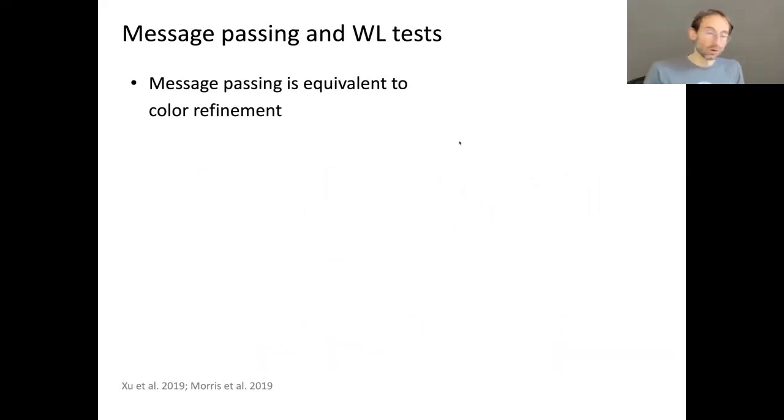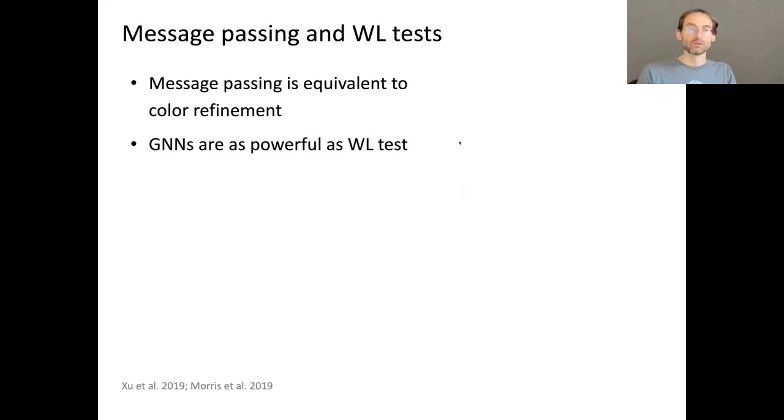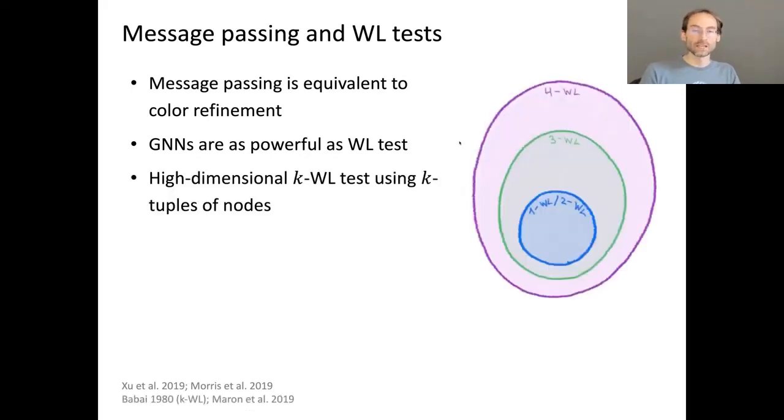So the seminal work, actually two papers by Xu and Morris from 2019, showed that message passing is equivalent to color refinement for some choices of the aggregation function. And therefore, graph neural networks, or the message passing type of graph neural networks, are at most as powerful as the WL test. Now, I should say that the WL test is not a single test. There is an entire hierarchy of WL tests, what is called k-WL tests, which are high dimensional, and they use k-tuples of nodes instead of just pairs of nodes or simple neighborhoods.